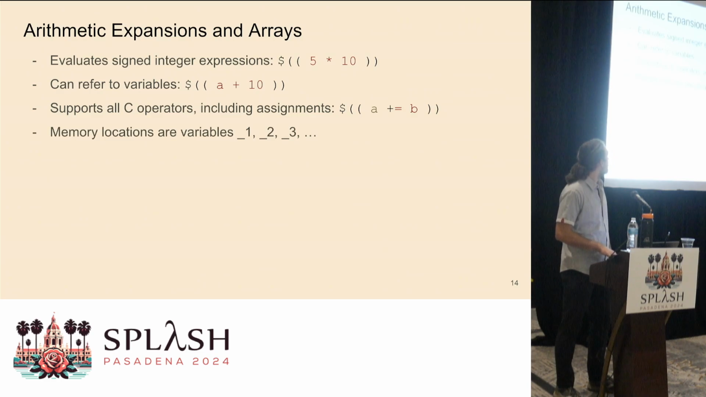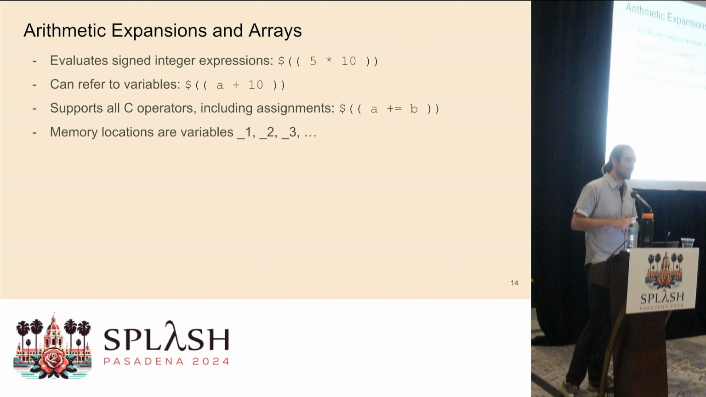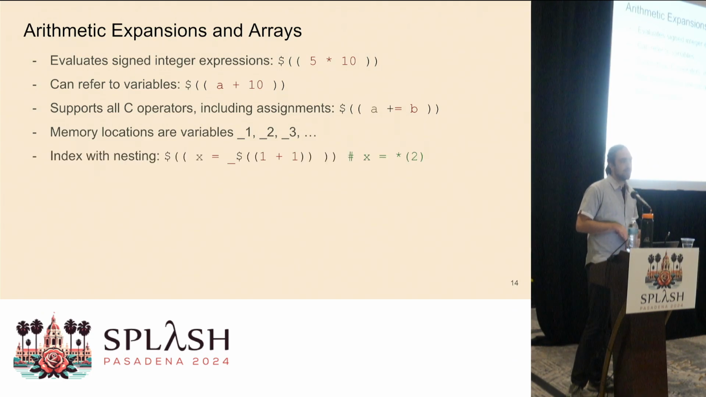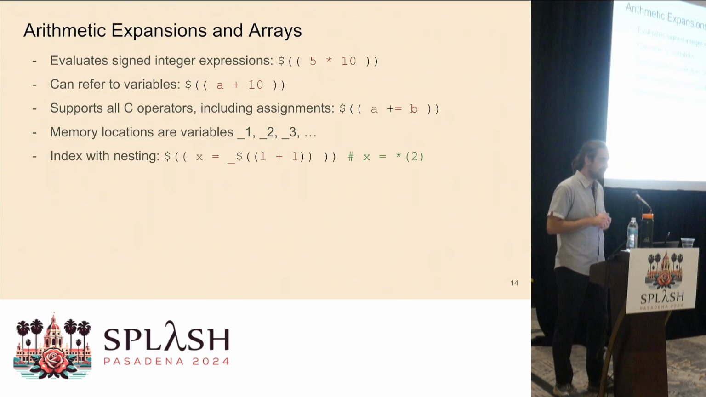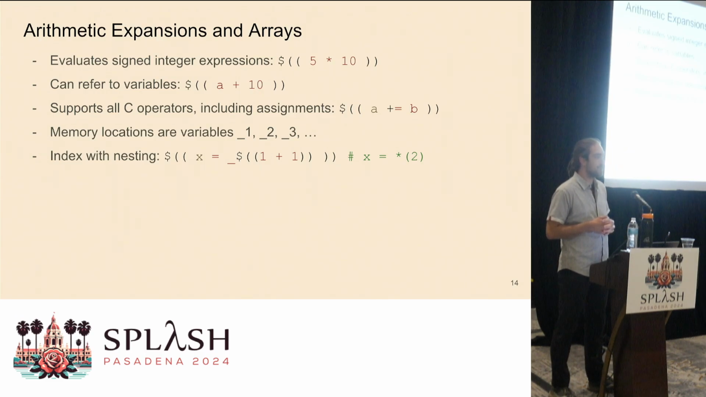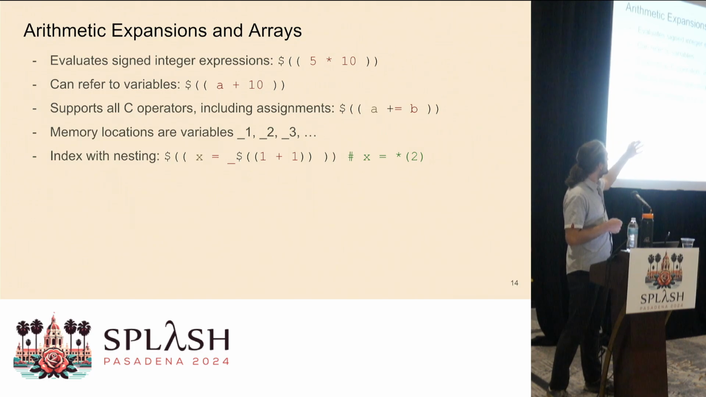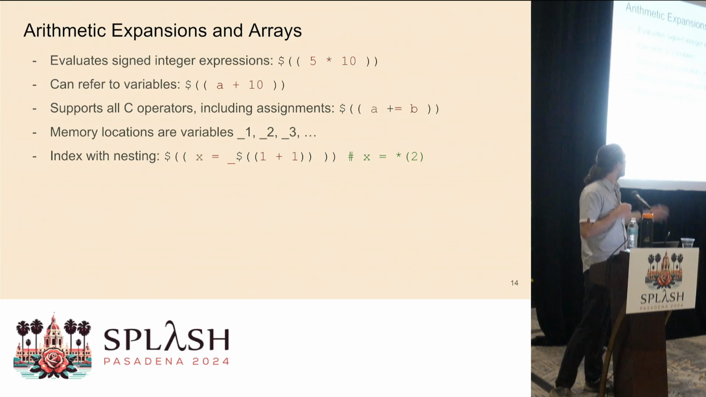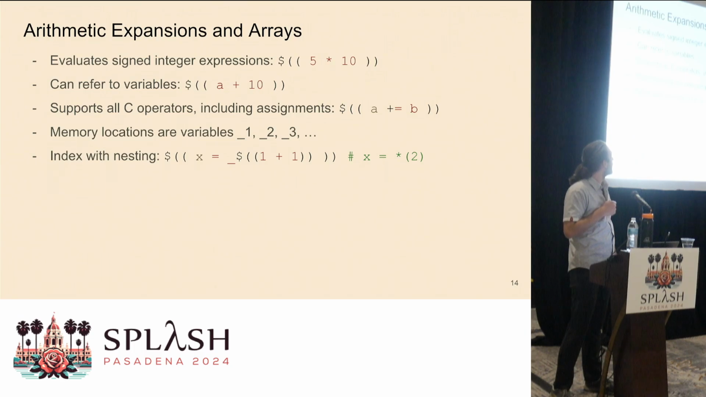So we can assign to new variables, even those that were not previously declared. That means we can assign the memory locations, the environment variables prefixed with underscore, and then the address. The first memory location will be _1, then _2, and so on. To index, we can simply nest the arithmetic expansion in a way that constructs variable names dynamically. Here, for example, if we want to dereference the memory location at address 2, we use 2 arithmetic expansions. The first one contains x equals underscore, and then we open a second arithmetic expansion that will expand to 2. The outer expansion will execute x equals underscore 2, and so read that memory location.